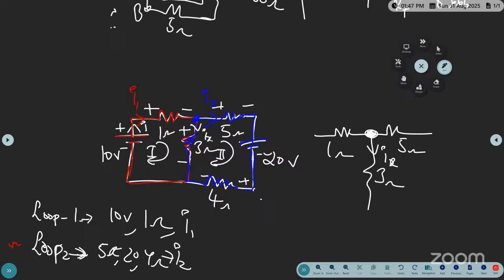Yes. Why? Because loop 1 current, how will it flow? Clockwise direction. Clockwise direction current will flow. So how is the current flowing in loop 1 like this? Current is always downward. How is the current I1 flowing? How is the current flowing in I2?